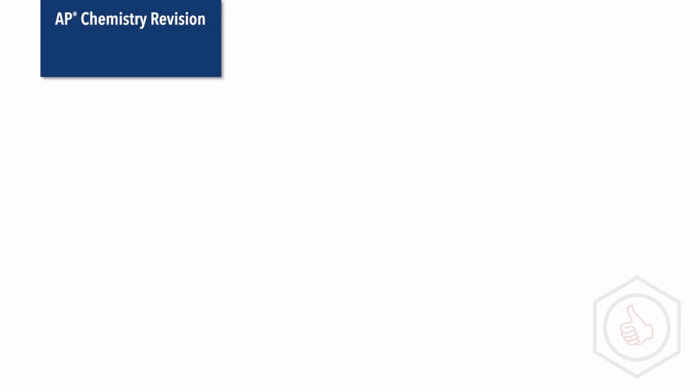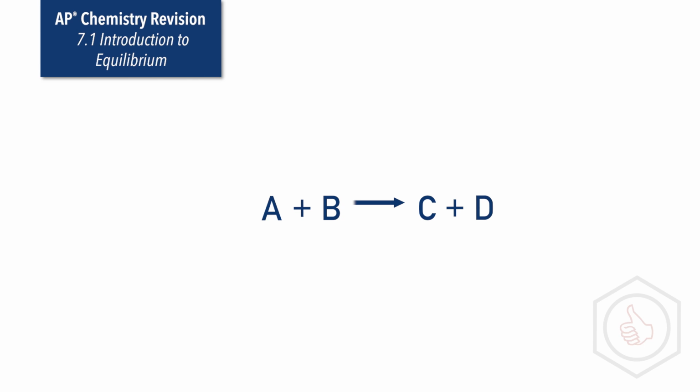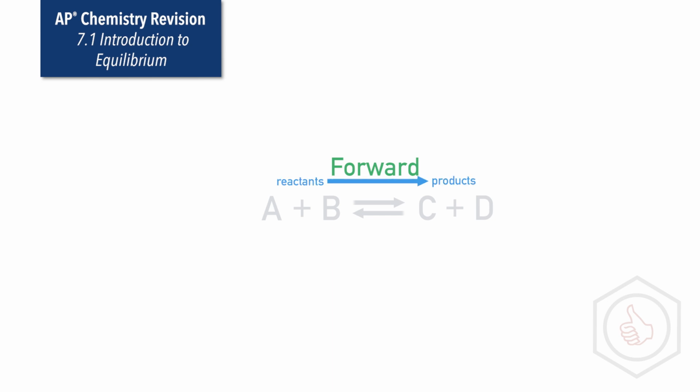Hello, so this is a revision video for AP Chemistry 7.1, Introduction to Equilibrium. Some reactions in chemistry are reversible. Reactants react to form products, but then these products can react again to reform the reactants. A forward reaction is considered as reactants being converted into products, and the reverse reaction is considered as the products going back to form the reactants.